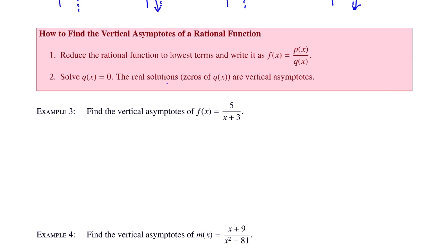Example 3. Find the vertical asymptotes of f of x is equal to 5 over x plus 3. So this one is reduced. Nothing can cancel. Step 2, set the denominator equal to 0. Solve for x. And that's your vertical asymptote. It's even in the right form. It's x equals a number. That's the equation of a vertical line. So that's your vertical asymptote.